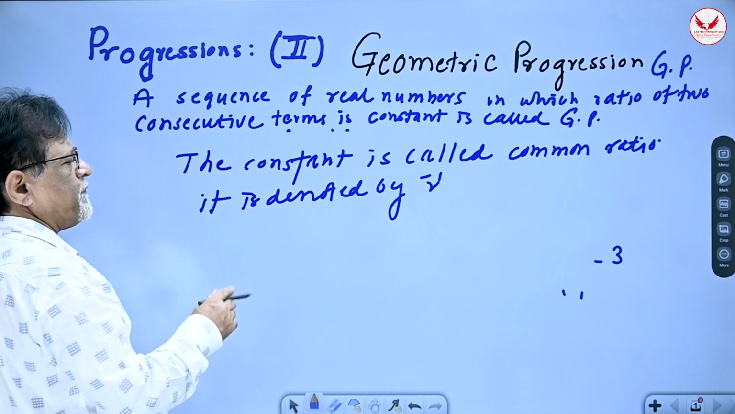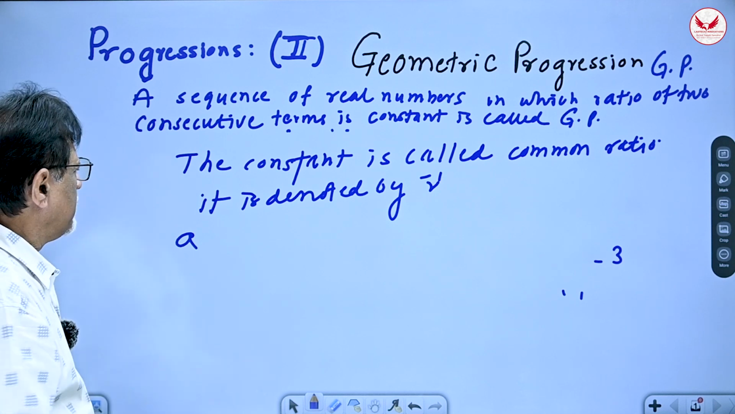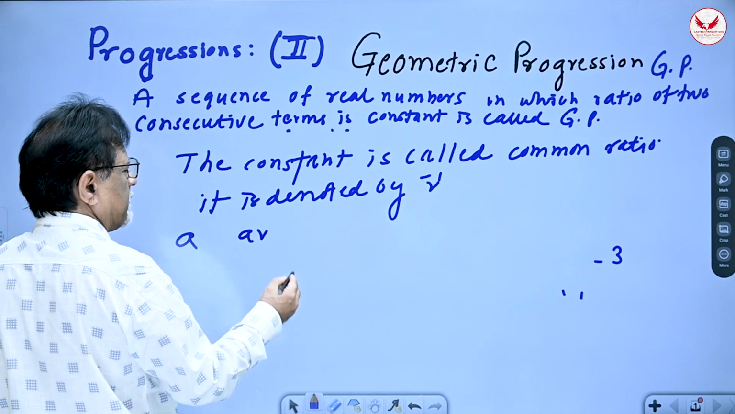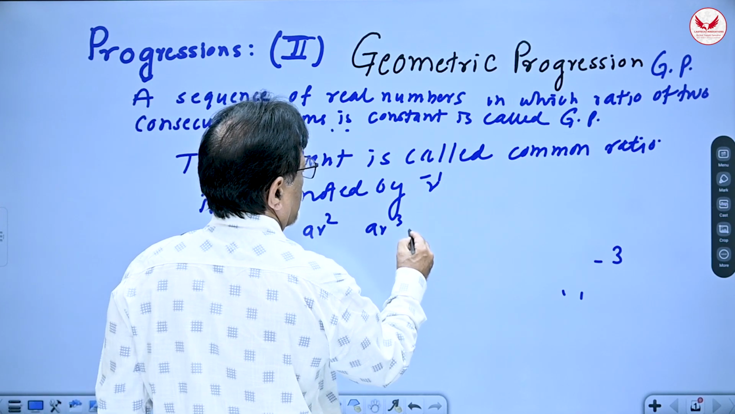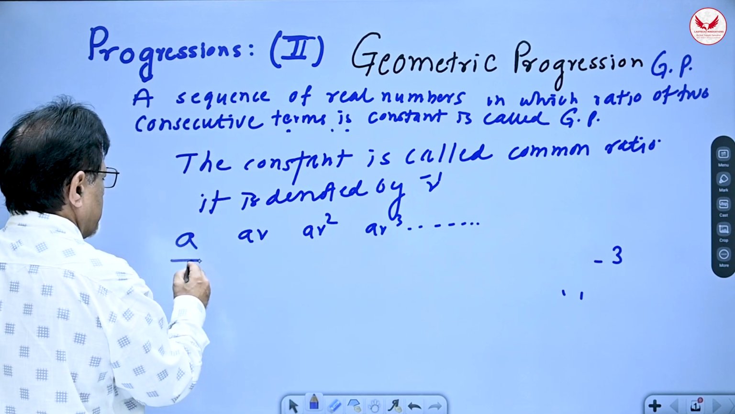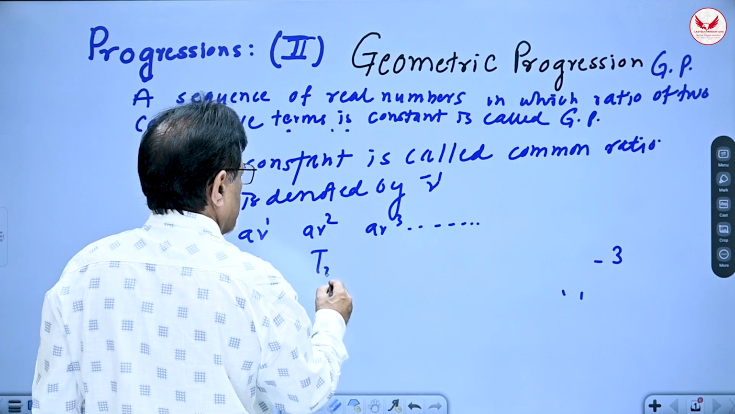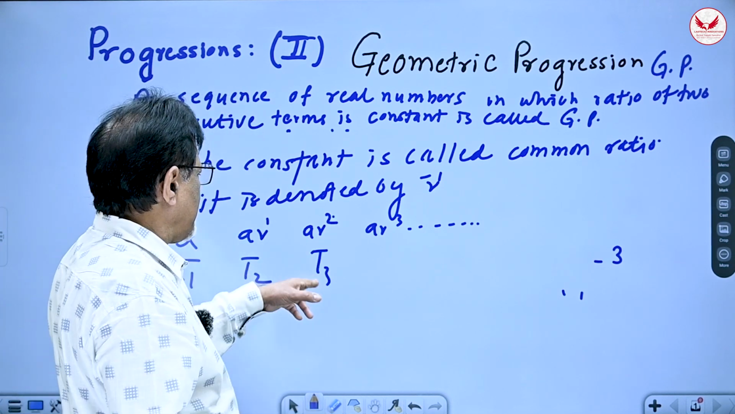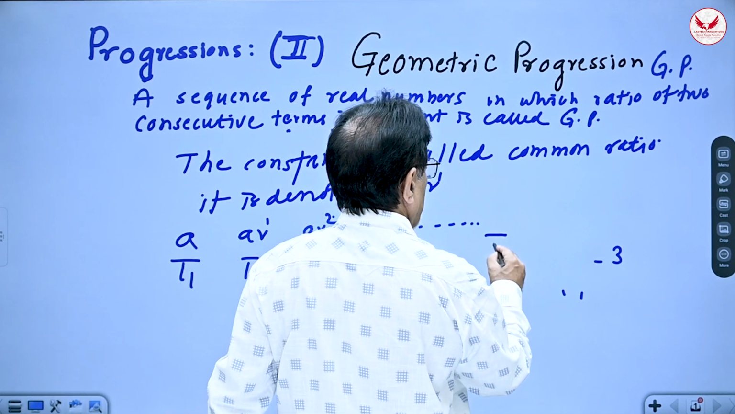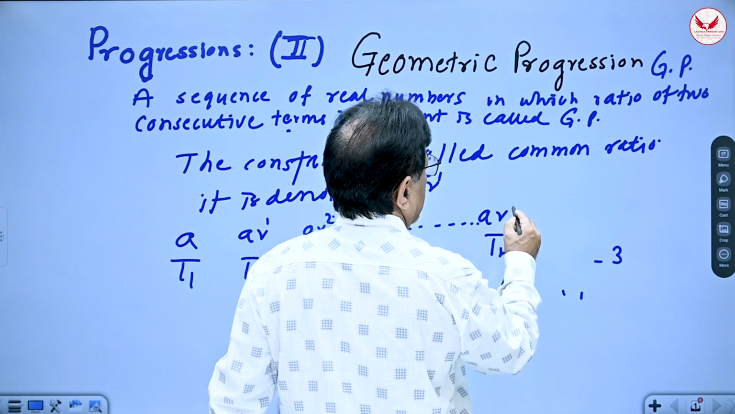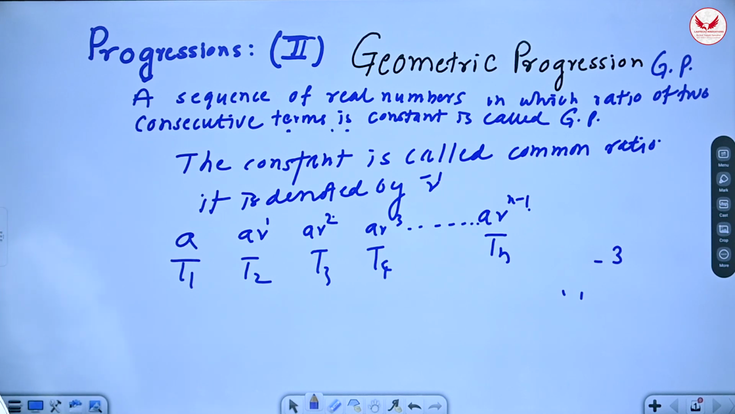So that means if I want to construct any geometric progression, I start with some number a. I'll multiply it by R, so I'll get aR. I'll multiply it again by R, so it is aR square. Again multiply by R, it is aR cube, and so on. Now if you look at it, this is the first term, this is the second term. What is the power of R here? 1. This is the third term. What is the power of R here? 2. So it is 1 less than the term number. This is T4, the power of R is 3. So in general, if I want to write Tn, it will be a R raised to n minus 1, right? That is how a geometric progression can be constructed, correct?